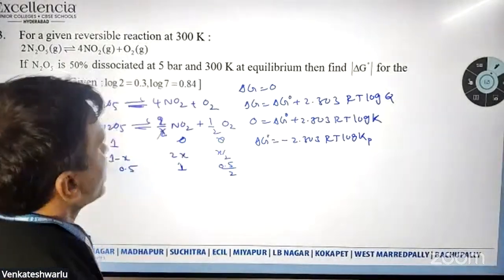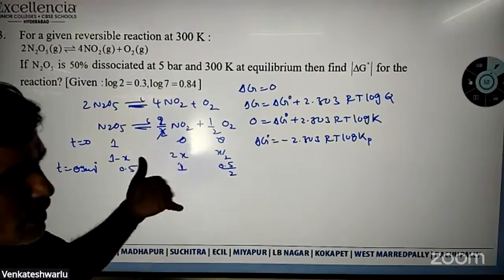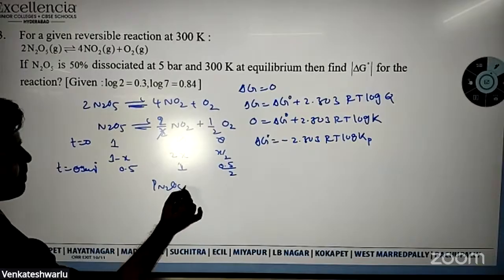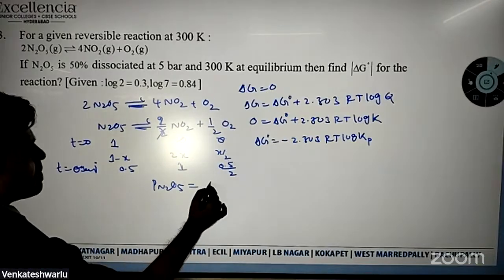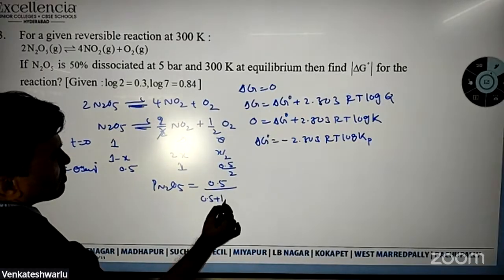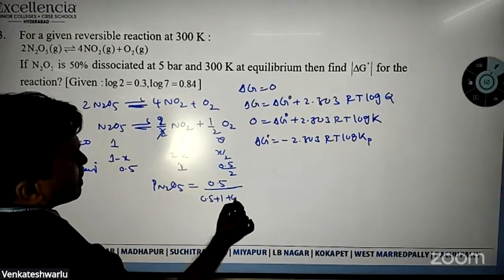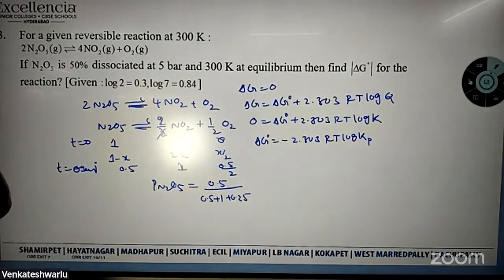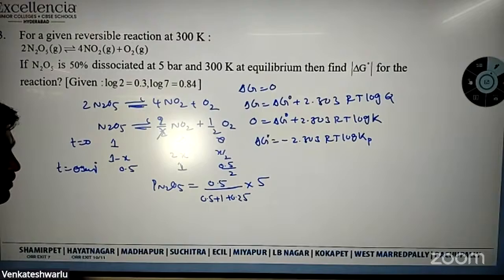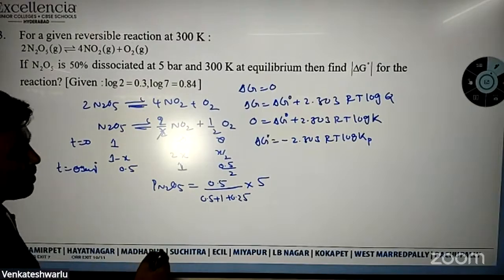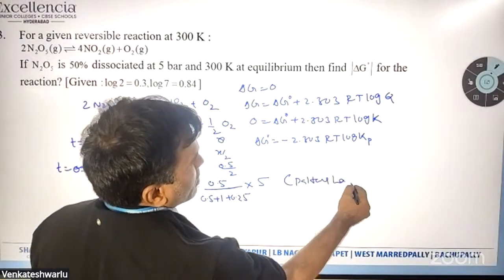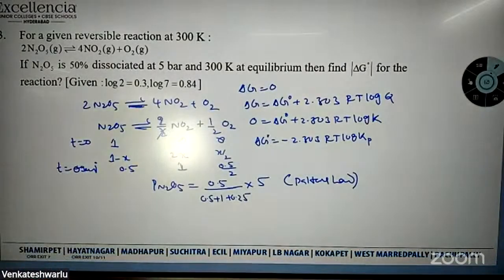So using the moles, we can assume each gas is an ideal gas. Then we can find the partial pressures. Partial pressure of N2O5, using Dalton's law, is 0.5 by 0.5 plus 1 plus 0.25, into total pressure, which is given here as 5 bar. Like this, we can find the partial pressure of N2O5. Now I am applying Dalton's law to find out the partial pressure of each gas.